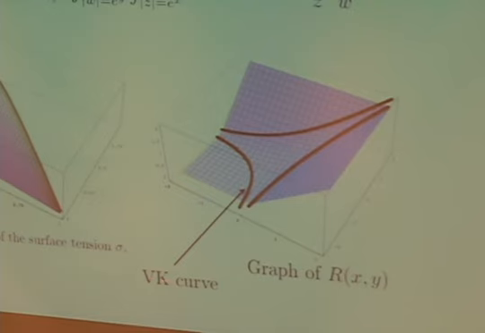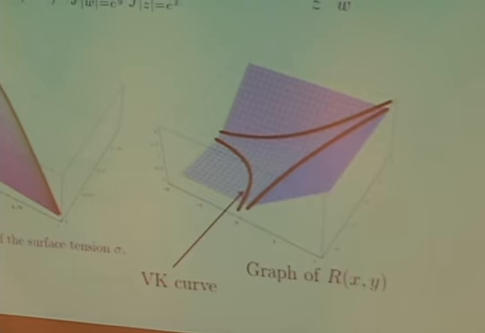And the boundary between the places where it's linear and the places where it's curved are copies of this Hershey-Kirov curve from one dimension lower. Mysterious regions.